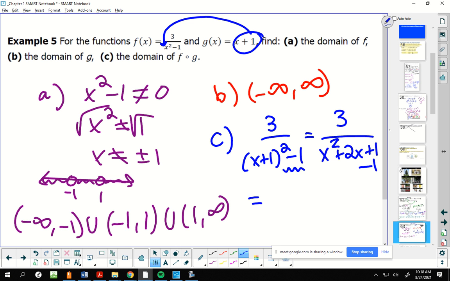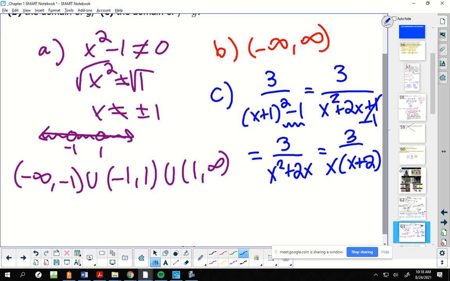So we get 3 over x squared plus 2x, right, because those 1's equal 0. And then let's pull out a GCF in the denominator of x. So we're factoring the denominator: x times x plus 2. So now we have 2 separate factors, and neither factor can equal 0. Otherwise, the whole denominator would be 0.